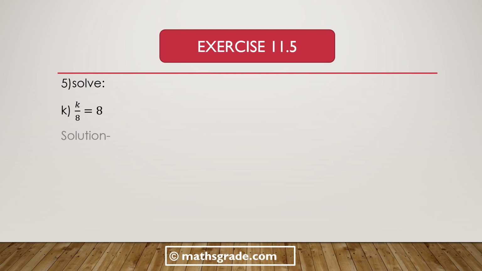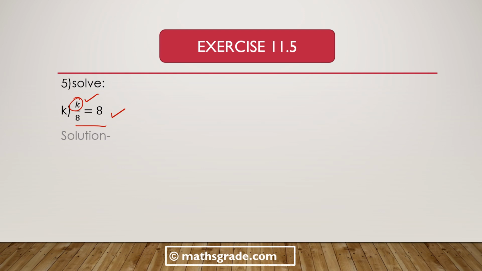Now part (k): k divided by 8 equal to 8. This is the equation given, and we have to find the solution of the given equation. We have to find the value of the variable k. K divided by 8 is on the left hand side and 8 is on the right hand side. Because 8 is dividing here on the left hand side, we have to multiply, because multiplication is the reverse operation of division and division is the reverse operation of multiplication. Both are reverse operations of each other. Because we multiply by 8 on the left hand side, we have to multiply by 8 on the right hand side also to balance the equation.